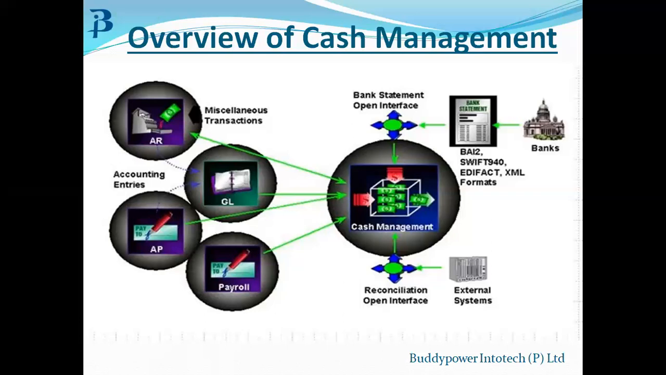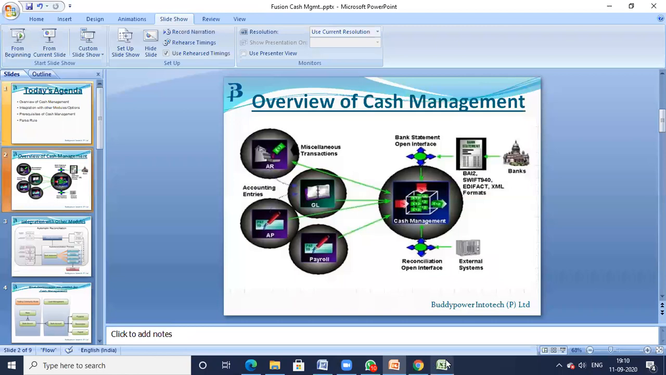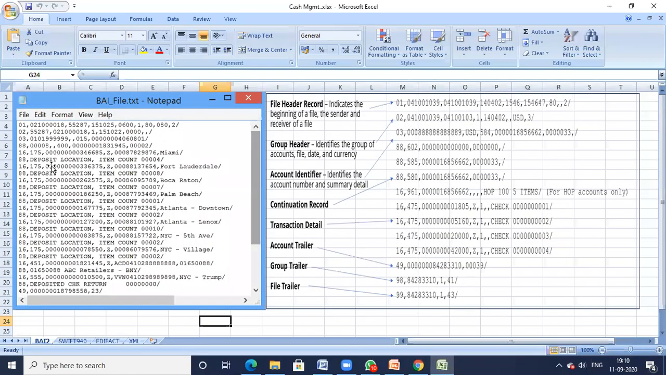Okay, so I'll just show you how the format looks. See, this is how your BAI format looks. It's all coded basically. So in your interface, these are the formats which will be put, and all the information will be retrieved as per that. This is just an idea of how a BAI file text looks.